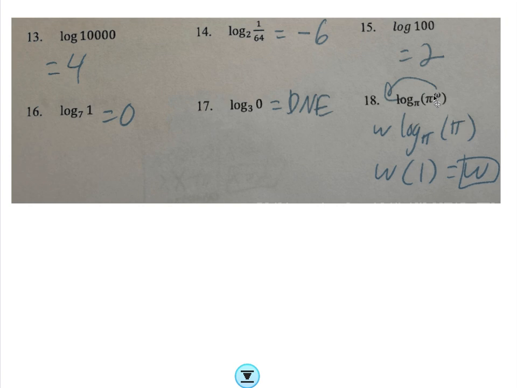For number 18, again, you can cancel the log base pi and pi, or move this w-like thing to the front, and then recognize that log base pi of pi is 1, w times 1 is w. So that is the warm-up.